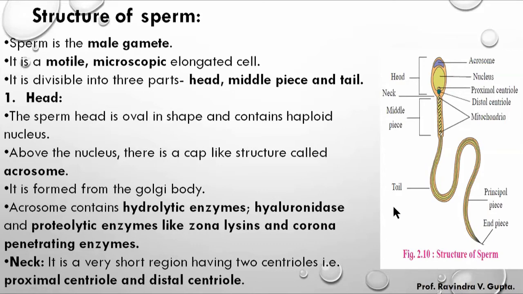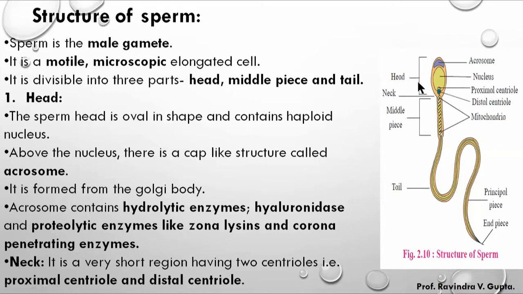Microscopic: we can't see a sperm with the naked eye. If we want to see a sperm, we need a microscope, a compound microscope. That is the size of a sperm, it is microscopic. Now you can see in this diagram that the sperm is divided into three parts: the upper part, the head; the middle piece; and the last part, called the tail.